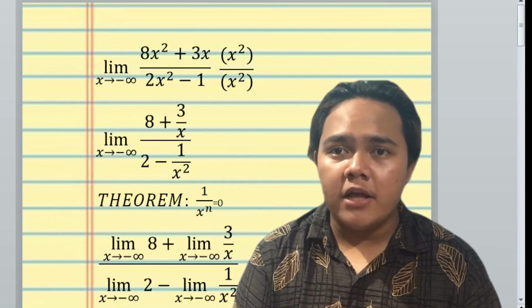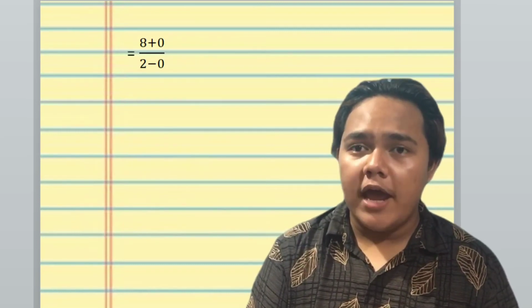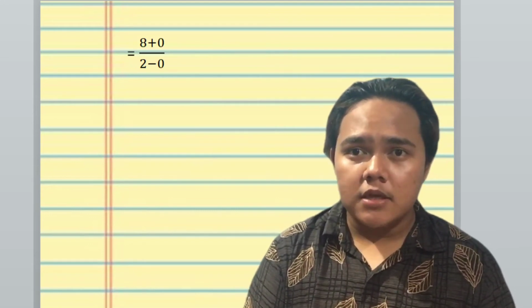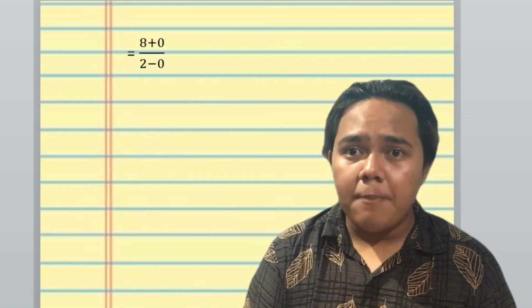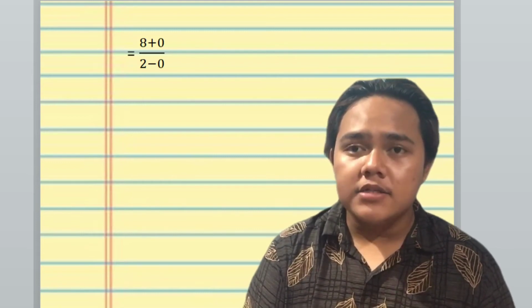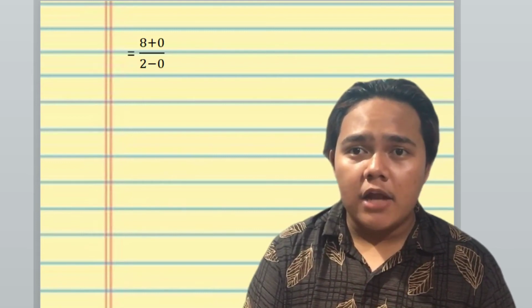After natin i-apply ang theorem, we will simplify it, which is ang magiging outcome is 8 plus 0 over 2 minus 0. Bakit nga ba siya naging 0? Kasi sa infinite limits, may theorem tayo, which is kapag fraction and yung denominator is x, ang magiging value nun kapag sinimplify is 0. So, kaya naging ganun ang sagot natin.